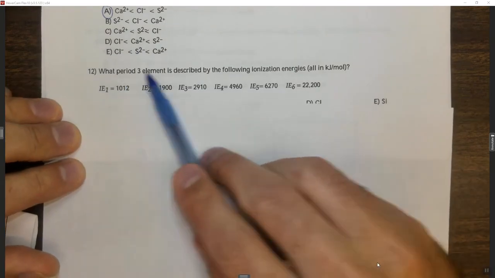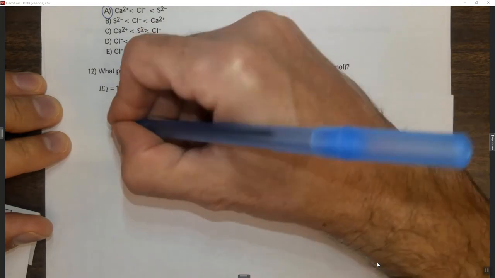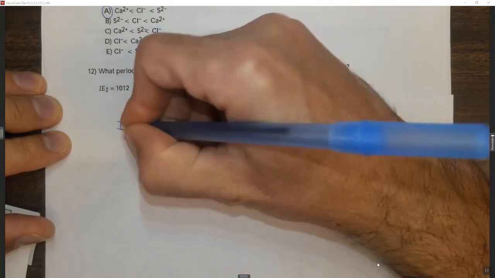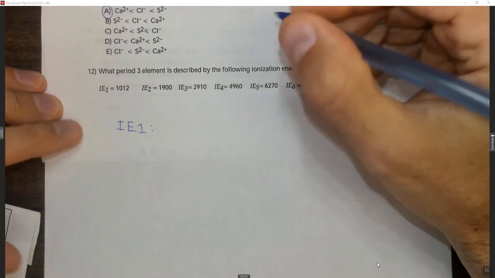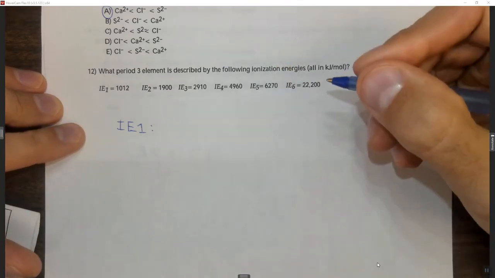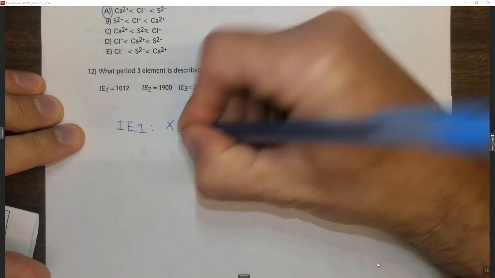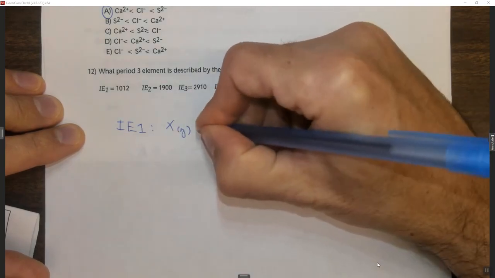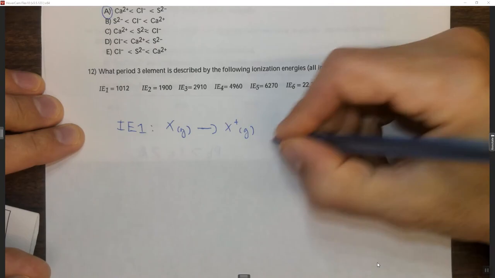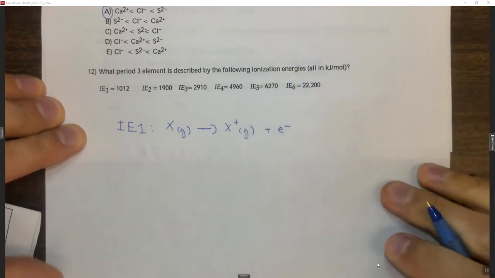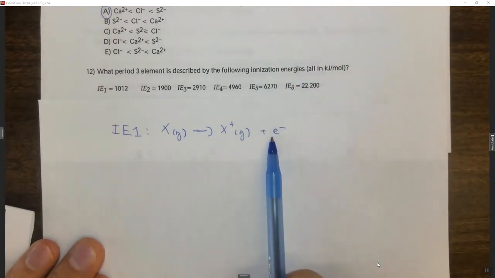Question 12 says, what period 3 element is described by the following ionization energies? So ionization energy, specifically the first ionization energy of something, is the energy to take away the first electron. So if we have element X in the gas phase, it's going to yield X+ in the gas phase plus an electron. It's the energy required to take away an electron.